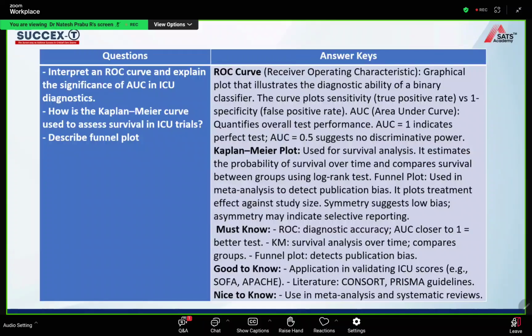Coming on to the Kaplan-Meier plot, it's used for survival analysis, and it estimates the probability of survival over time and compares survival between groups using the log rank test. Funnel plot I've not discussed. So this is about the last topic.